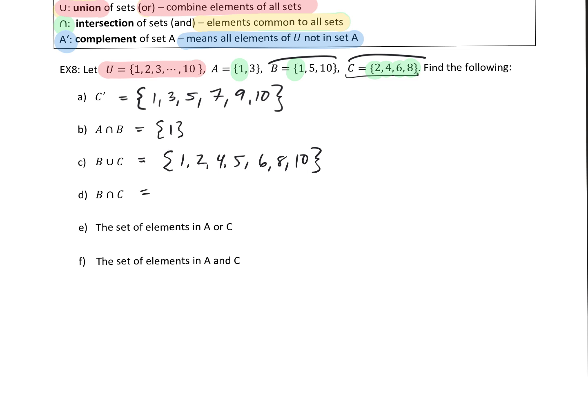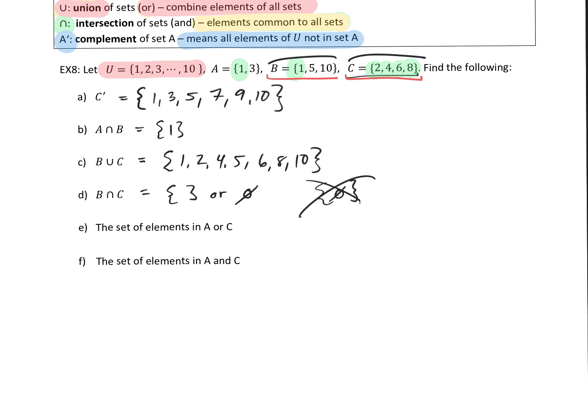Now, the next one we have is B intersect C. So only what they have in common. Let's look at B and C. What do B and C have in common? Oh, they have nothing in common. They're not friends at all. Since they have nothing in common, again, you do the empty set. Again, this would be incorrect. Do not do that.